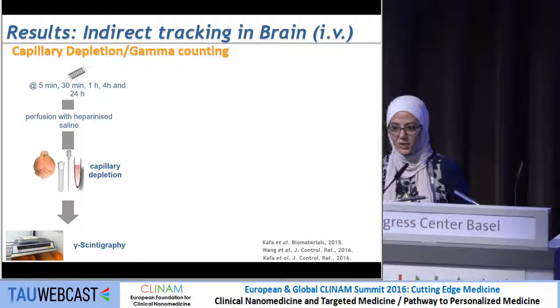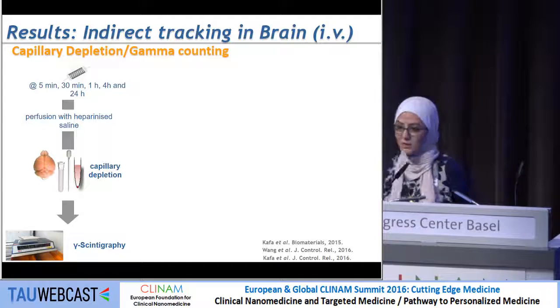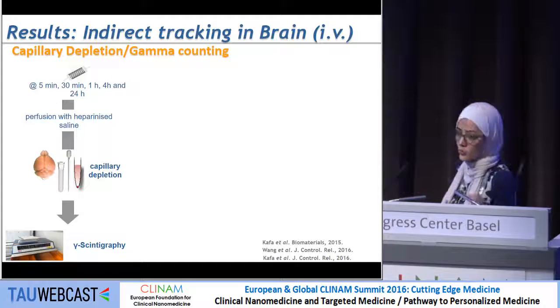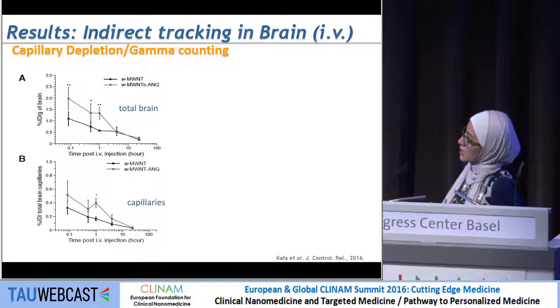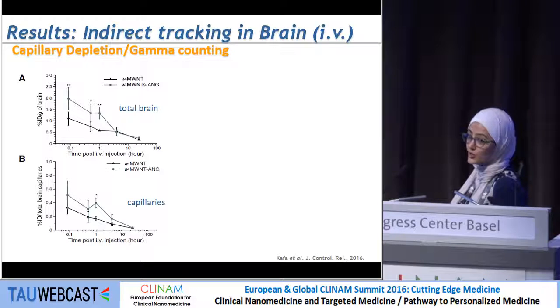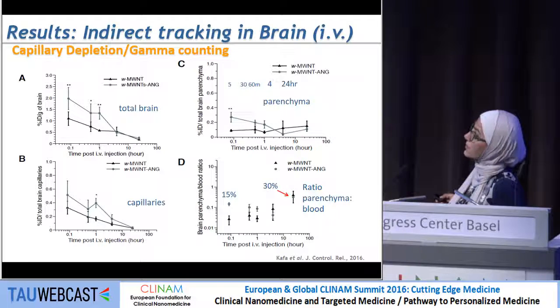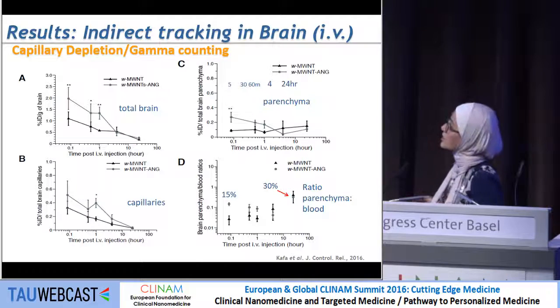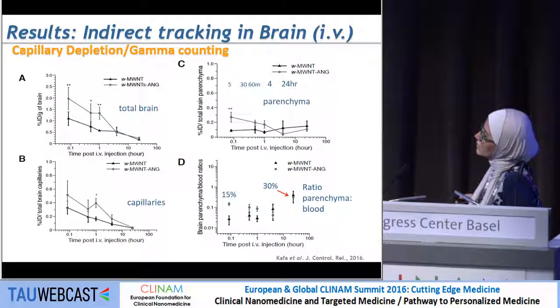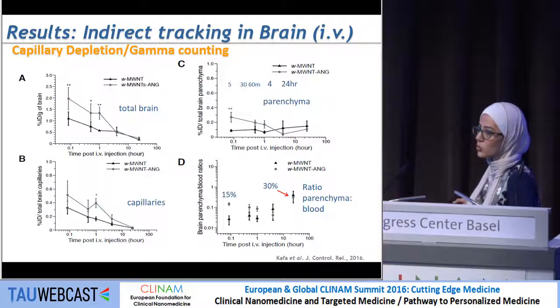We know they cross the brain, but actually, are they reaching the parenchyma or are they stuck in the capillaries? So the capillary depletion method allows you to separate the capillaries from the brain parenchyma. Our target is the brain parenchyma. And these are the doses versus time, where you can see that the targeted CNTs show higher uptake than the non-targeted, but actually this is the total brain. If I look at the capillaries, there's no statistically significant difference between the two materials. But if you look at the brain parenchyma in particular, you can see that the angiopep conjugation actually improves the shuttling into the brain parenchyma. So we can conclude that you help the BBB crossing, but you also have more of it in the parenchyma region with the angiopep conjugation.